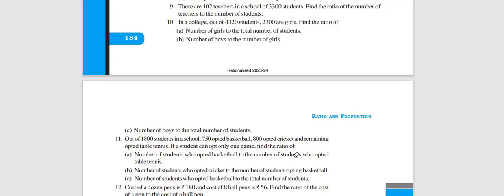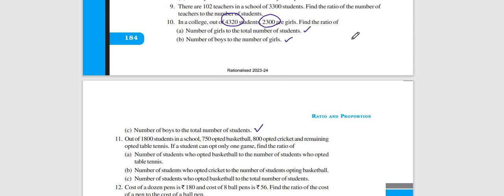Now come to the question number 10. In question number 10, in a college out of 4,320 students, 2,300 are girls. Question A. Find the ratio of number of girls to the total number of students. Number of boys to the number of girls means ratio. Find the ratio of number of boys to the total number of students.